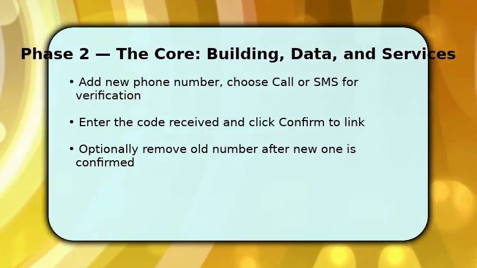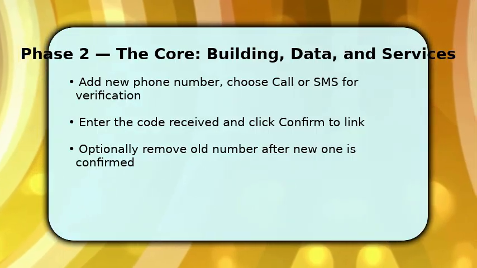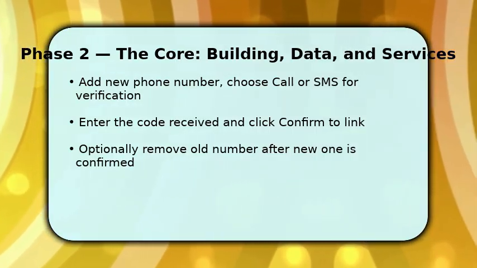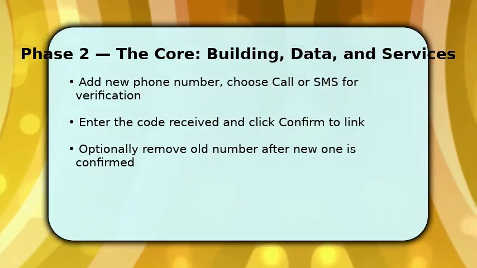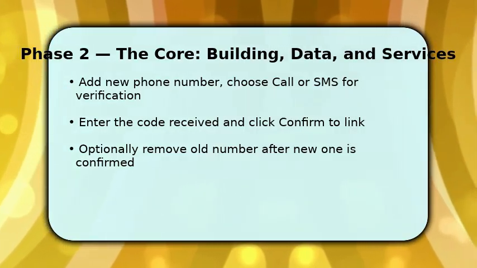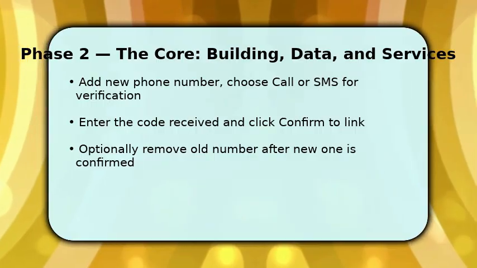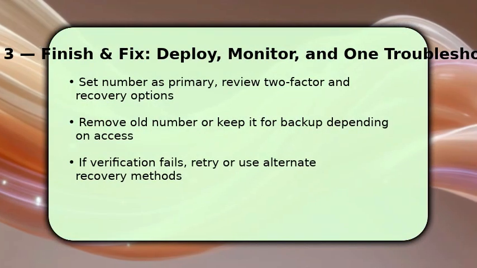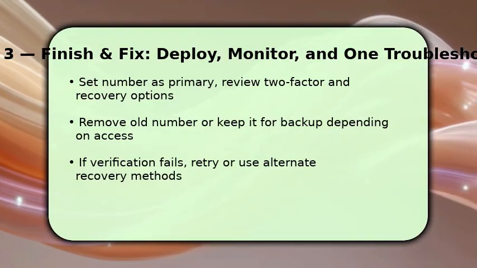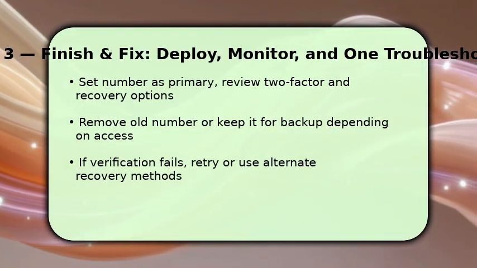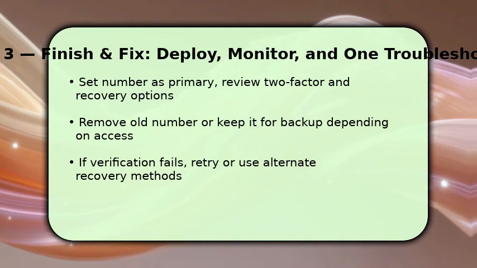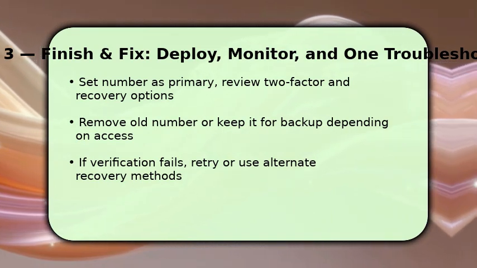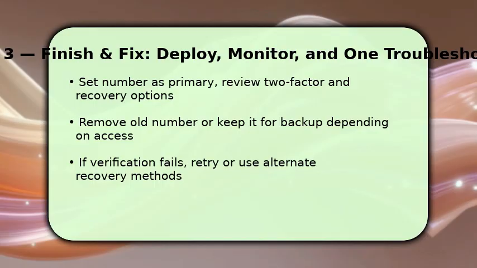Once confirmed, make sure you set the new number as primary if you want it used for recovery and two-factor prompts. If you plan to remove the old number, wait until confirmation completes. To avoid losing access, finish by setting the new number as your primary contact and review two-factor authentication and recovery settings so Facebook uses it for security alerts. You can remove the old number or leave it as backup if you still control it.